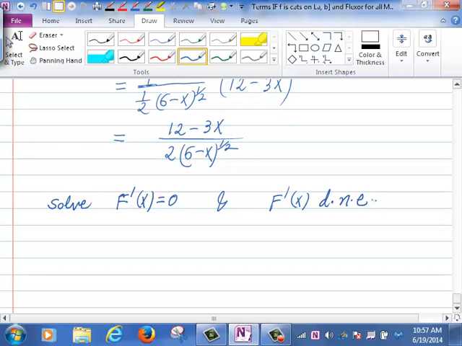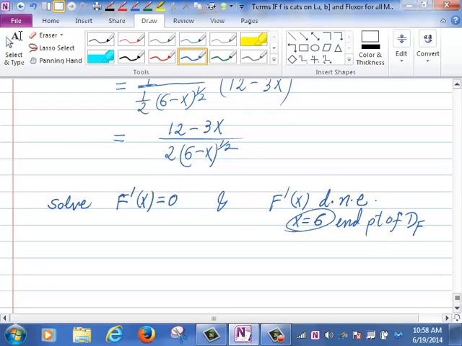The derivative doesn't exist where? Looking at the derivative formula, the only value of x where the derivative doesn't exist is 6, right? When x is 6. However, that x equals 6 is the end point of my interval, okay? So I don't have to worry about it. Am I making sense? The derivative doesn't exist at x equals 6, but this is the end point of the domain. So we don't really have to worry about it.